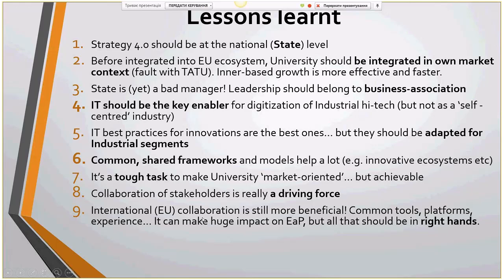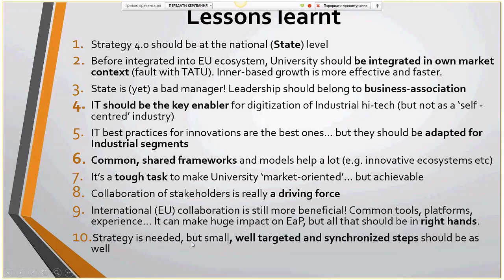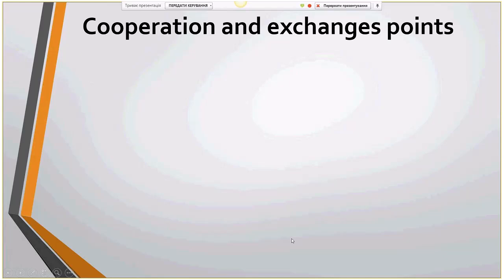Finally, about international EU collaboration, it was really rich and fruitful and very useful for us, especially last year, to know many colleagues from our region. We met in Tbilisi many colleagues from Georgia, Belarus, Poland, Baltic countries. It's really very helpful. And what we say is that the strategy is needed, but well targeted and synchronized steps should be as well. I mentioned this famous slogan, think big, act small, scale fast. So act small, step small. It's really very important to do these practical things.